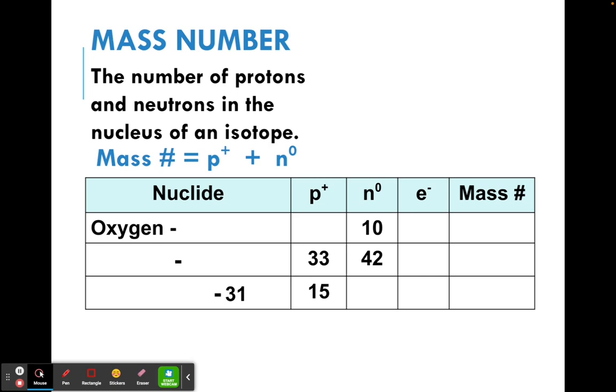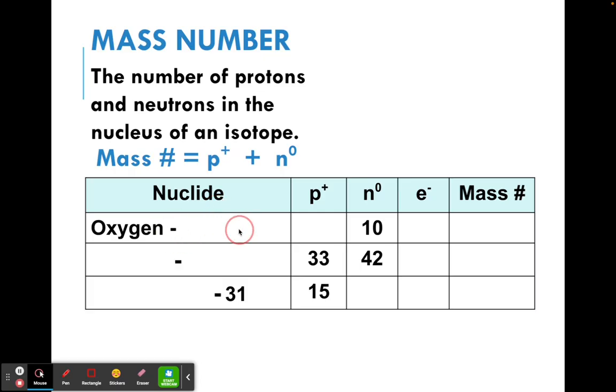One of the ways in which you write the name of an isotope is you have the name or symbol from the periodic table. So instead of having the name oxygen, you could have O, and then a dash, followed by the mass number. This one is missing the mass number. We're going to have to figure out what that mass number is. But that is how you write the names of your isotopes. It's the name or symbol followed by the dash, and then the mass number. And again, the mass number is the number of protons and neutrons.